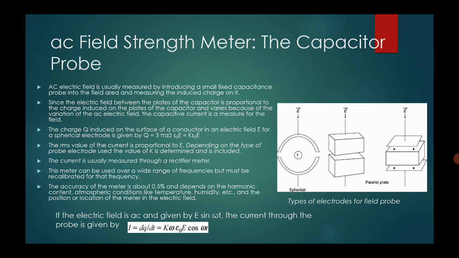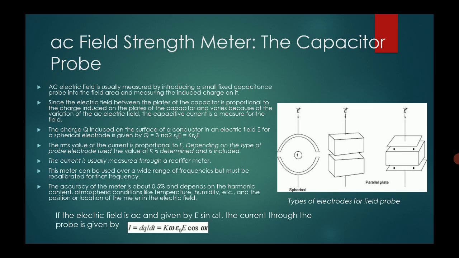The charge Q induced on the surface of a conductor in an electric field E, for a spherical electrode, is given by Q equal to 3 pi a square epsilon 0 E, that is nothing but K times epsilon 0 E. So the charge that is being collected will be proportional to E. The RMS value of the current is proportional to E. Depending on the type of the probe electrode used, the value of K is determined and is included.